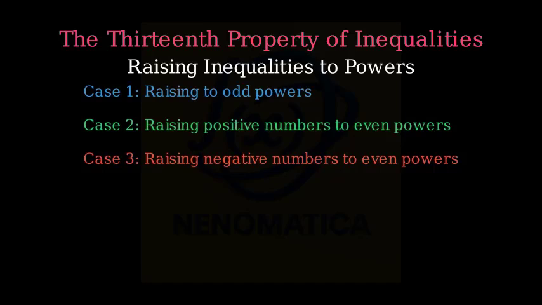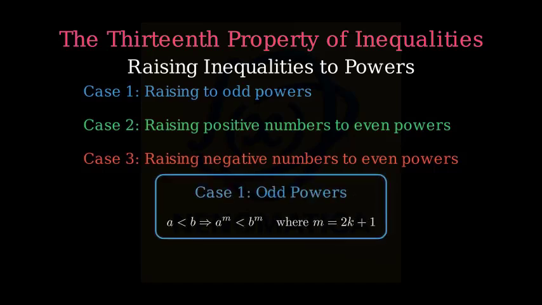Let's start with case 1, raising both sides of an inequality to an odd power. The rule states that if a is less than b, then a raised to the power m is less than b raised to the power m, where m equals 2k plus 1, meaning m is an odd number.